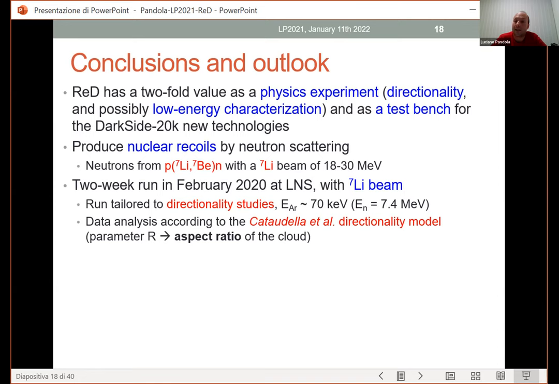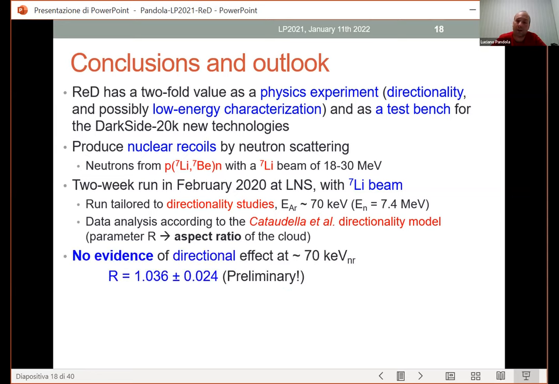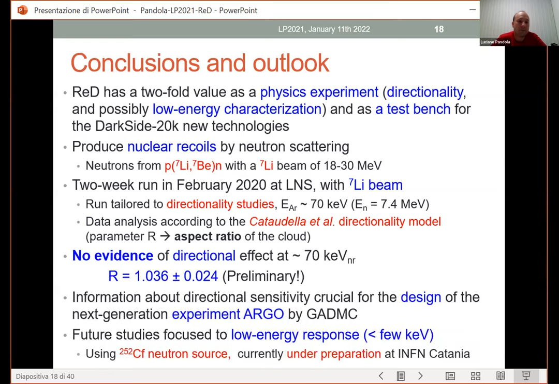So we tuned the system to 70 keV nuclear recoils, which is, let's say, in the range of interest for dark matter. And we analyzed the data according to this Cautadella directionality model, which has a single parameter as output, the aspect ratio of the clouds. Unfortunately, we found no evidence for any directionality effect at the level of a few percent. So the best fit for R is compatible with R equal to one, which would be completely isotropic.